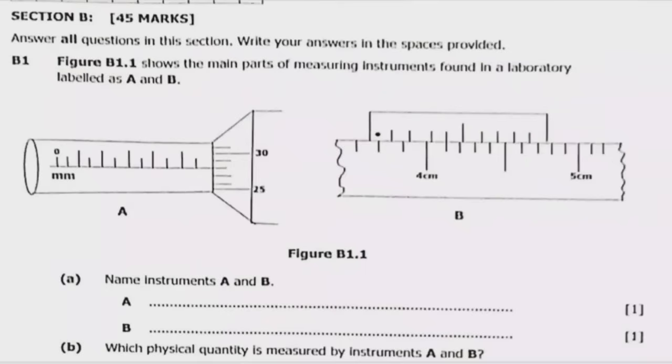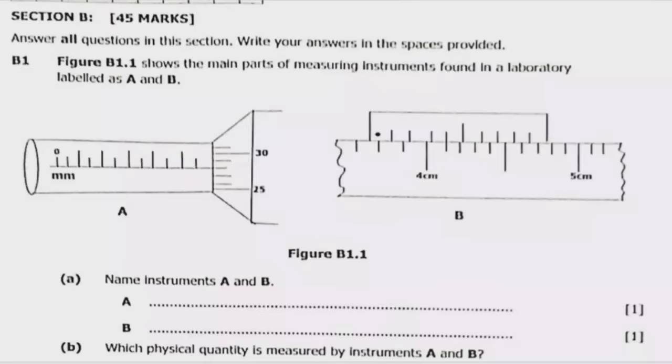We come to section B, which has 40 marks. Section B is as follows. Answer all the questions in this section. Write your answers in the spaces provided. Those are the instructions for section B. So let's start with section B, question 1, which is as follows.